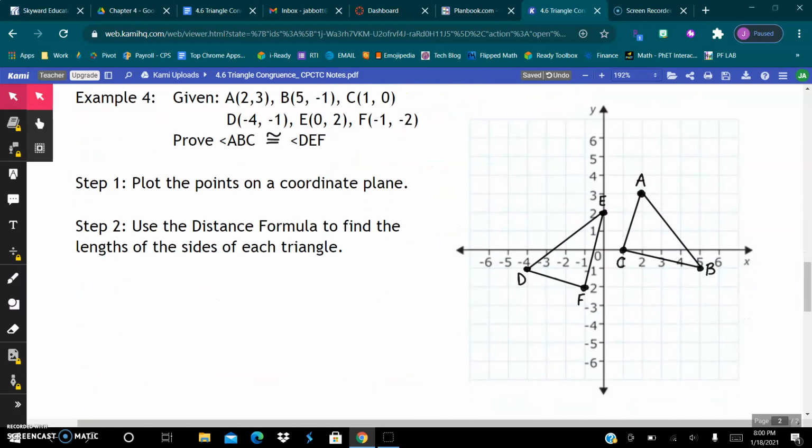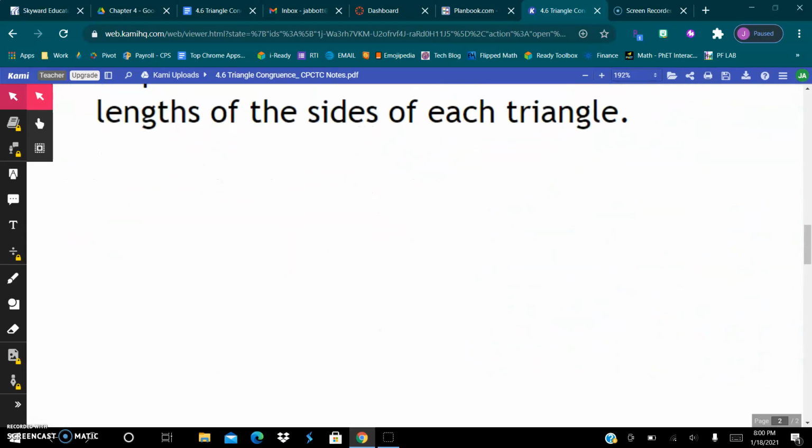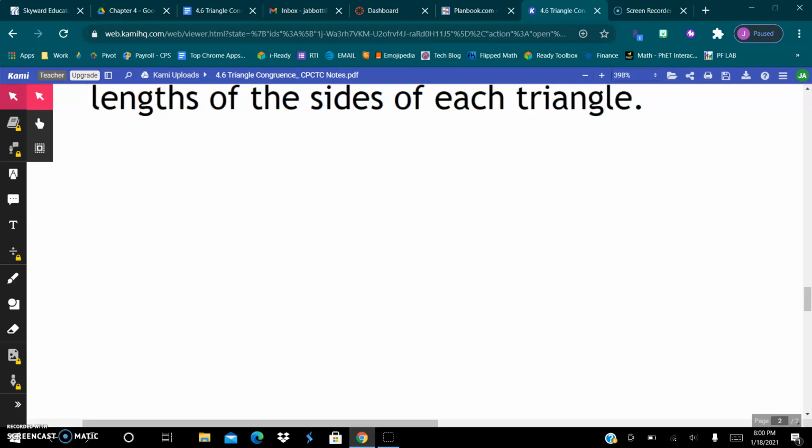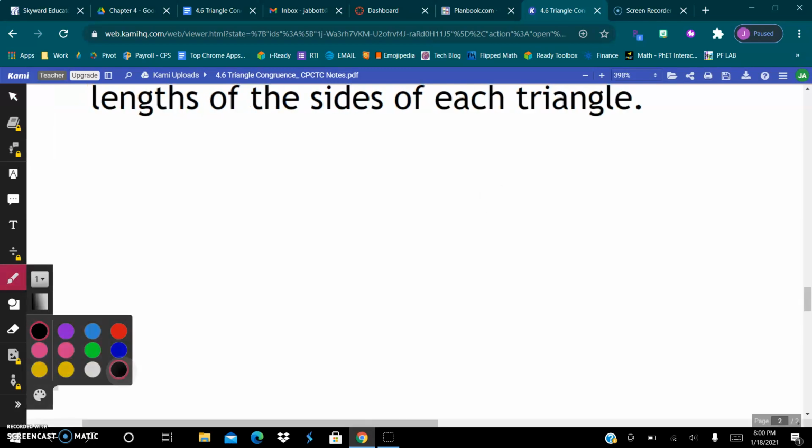All right, and our last example here is given these points, we have to prove that angle ABC is congruent to angle DEF. So step number one is to plot the points on a coordinate plane. And I did that for you. And then step two is to use the distance formula to find the lengths of the sides of each triangle. So we need to remember the distance formula, which looks like this.